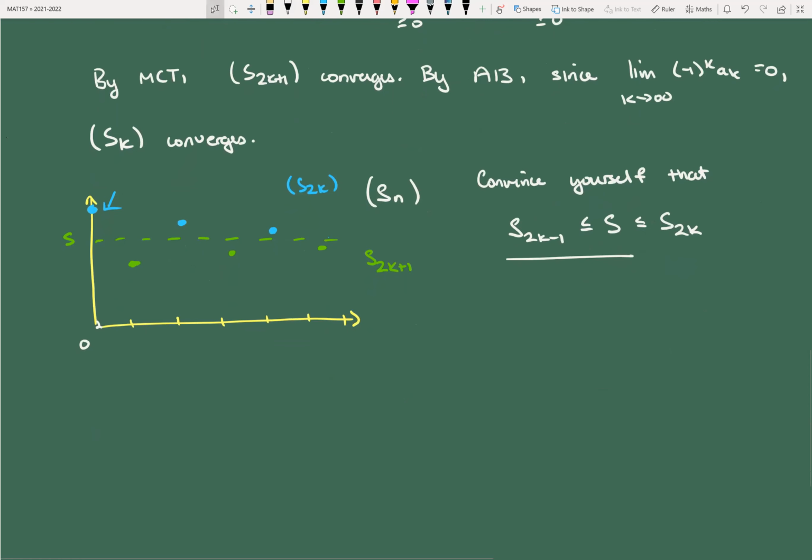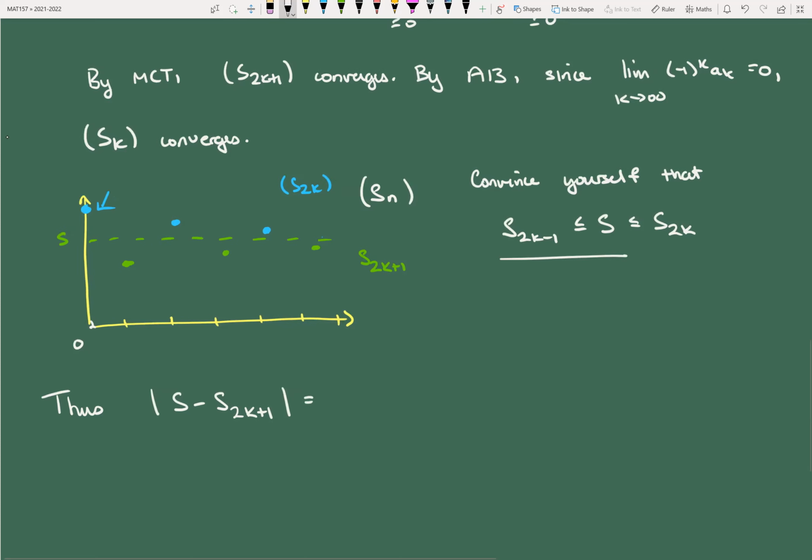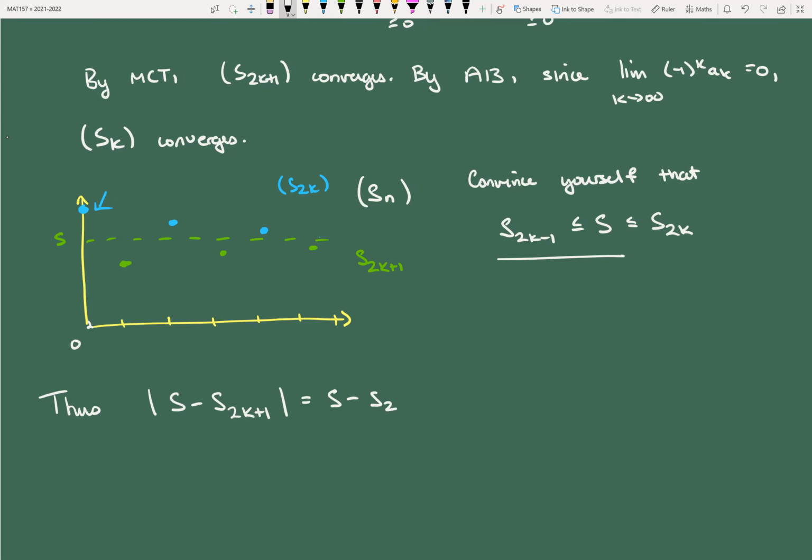And so thus, if I look at S minus S_{2k}, which one do I want to do first? Okay, this one. S minus S_{2k+1} is equal to what? S is strictly bigger than it, so we can just drop the absolute values, right? And then S is itself less than the even terms, so I can just replace this with a_{2k+2} minus S_{2k+1}. And when I subtract those, I get precisely a_{2k+2}. Oh, sorry, I should put a less than sign here. There we go. And again, that's what I want to show.